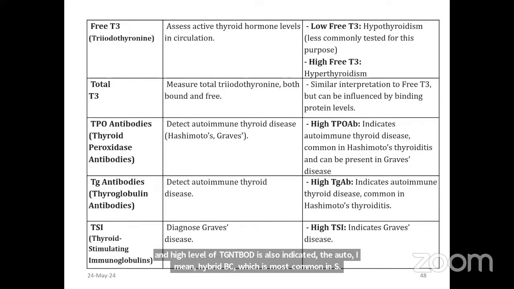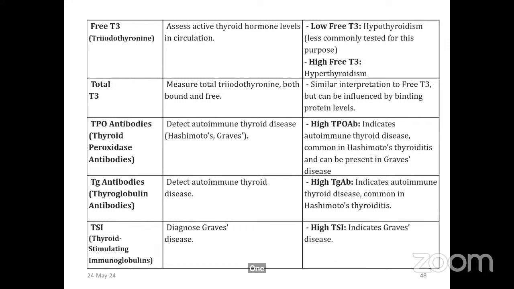One investigation is TSI, thyroid stimulating immunoglobulins. It is used to diagnose Graves disease, and a high TSI, thyroid stimulating immunoglobulin, indicates the Graves disease condition. Next.